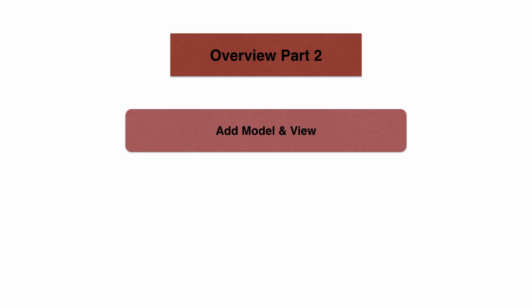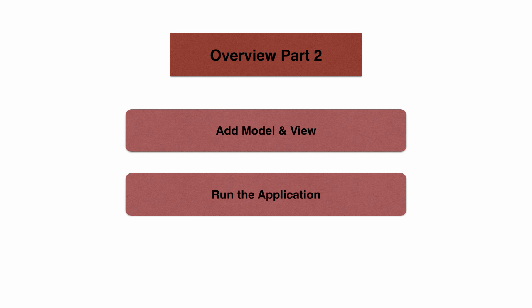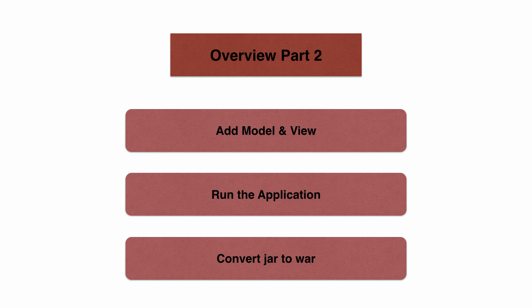In the second video clip, we will continue with the application we built in part 1 and add a model and a view to it to make it an MVC application. We will run the application to show the Spring MVC in action. And then finally, we will change the packaging directive to make the build a WAR instead of a jar. You can use this WAR for deployment on a standard web server.